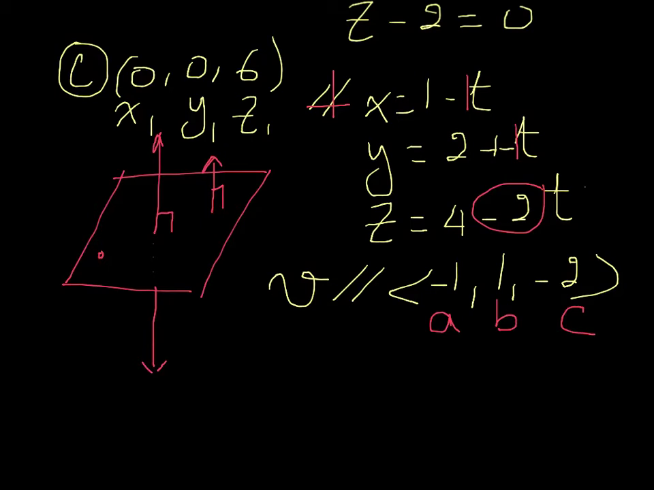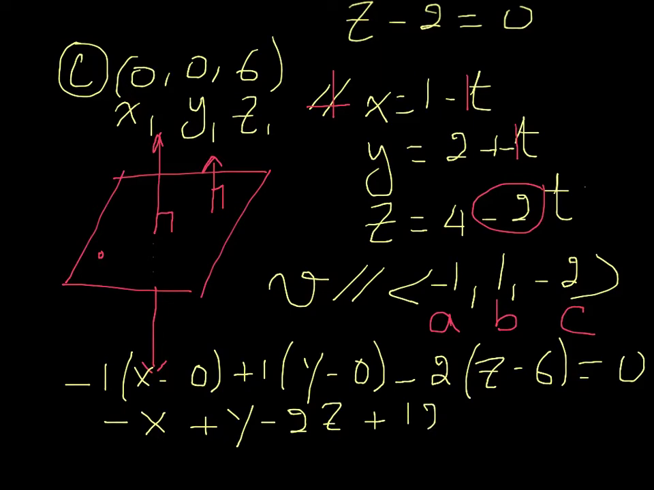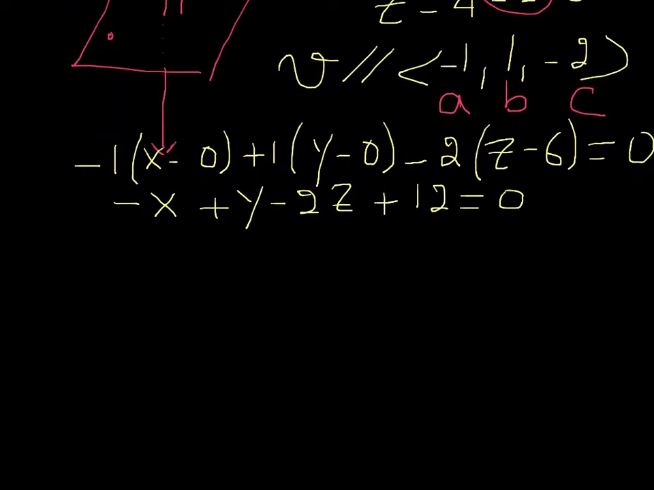So the equation of the plane is going to be negative 1 times (x minus 0), plus 1 times (y minus 0), minus 2 times (z minus 6) equal to 0. This will give you negative x plus y minus 2z plus 12 equal to 0. All I need you to do is make the leading coefficient positive. So that will be x minus y plus 2z minus 12 equal to 0.